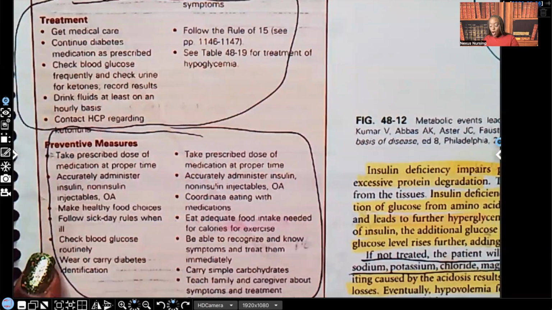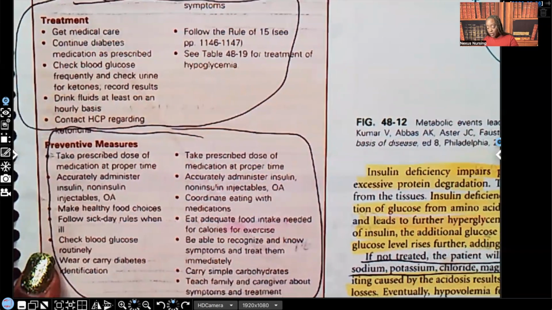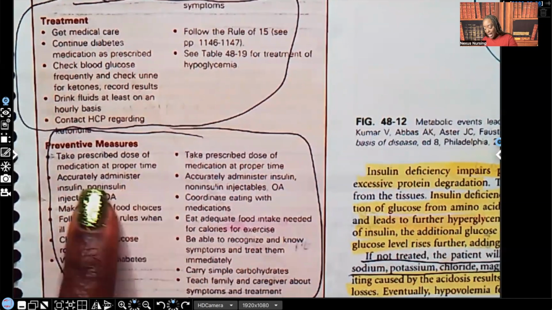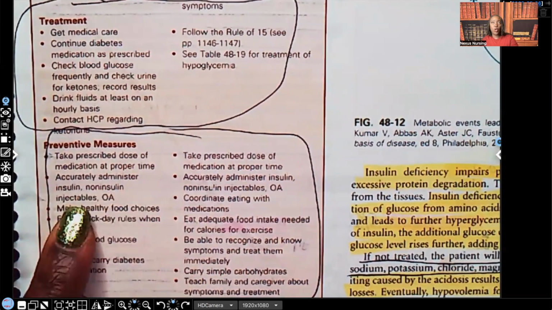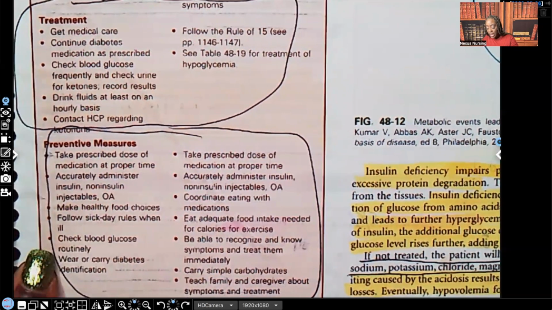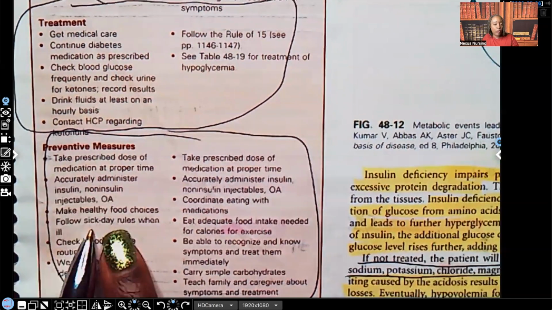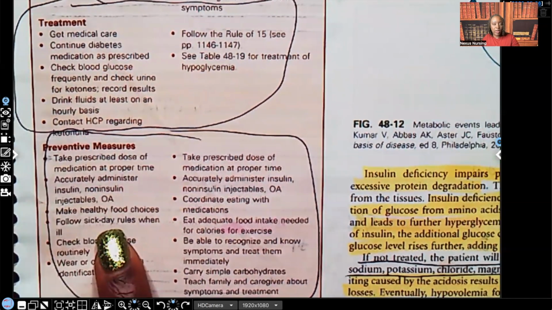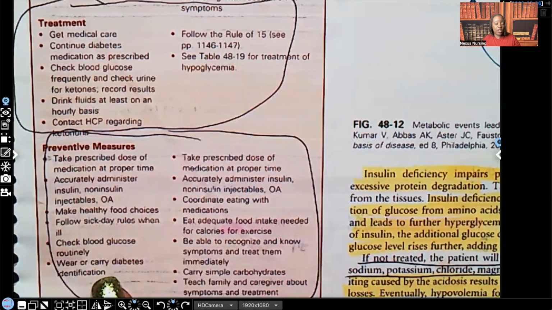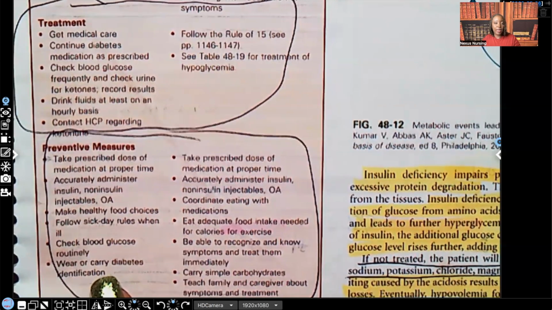Preventative measures. For hyperglycemia, how can we prevent that from happening? Teach a patient to take the prescribed dose of medication at the proper time, accurately administer the insulin or the oral anti-diabetic agent, teach them to check their blood sugar routinely. This is important. Follow sick day rules when ill. We're going to talk about sick day rules, but remember, when the patient's sick, we expect the blood sugar to be higher than normal. So there are certain rules that we're going to teach that patient. I'll go over that with you guys. We're going to teach them to make healthy choices and to carry identification. So if they pass out or something happens, people can know that they're diabetic or they're insulin dependent.